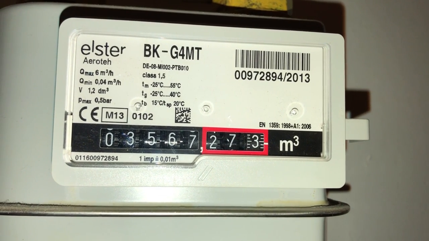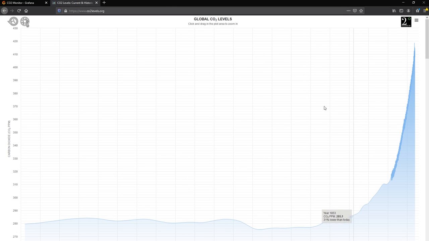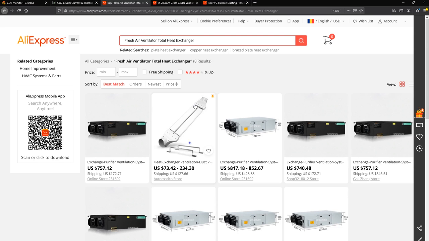CO2 into the atmosphere. And did you know that background CO2 concentration has been increasing on an exponential curve for the past 100 years? For example, in the 1850s, the level was just 250 ppm, while today we are seeing values of 411 ppm. A proper solution would be a ventilation and filtration system with heat recovery.